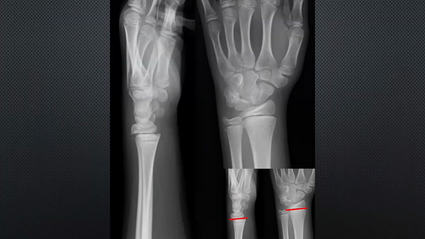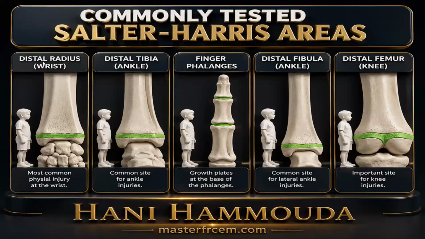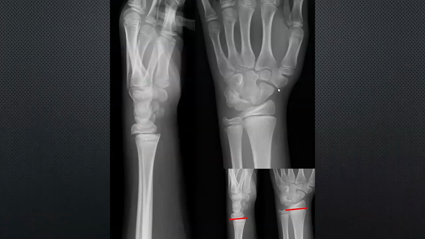Radius, the thumb side is radius. We said here distal radius. Common sites are distal radius, distal tibia, finger phalanx, distal fibula, and distal femur. So this is the distal radius.